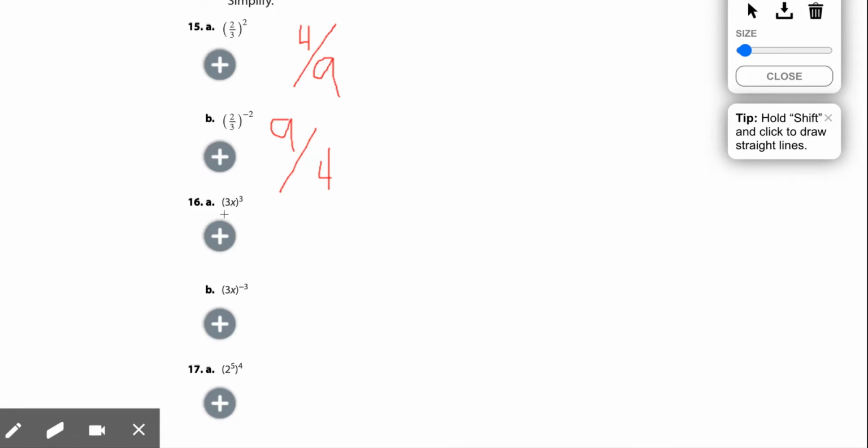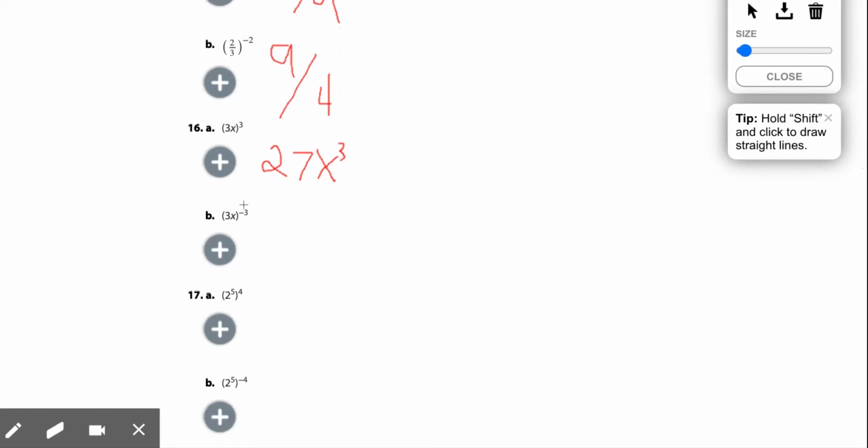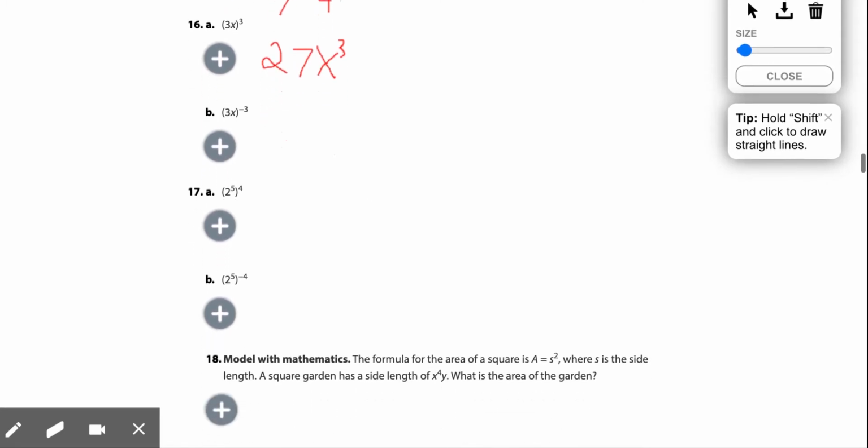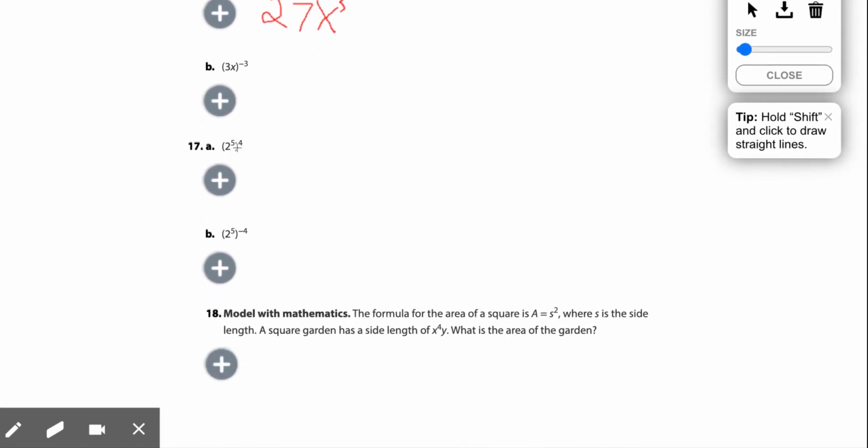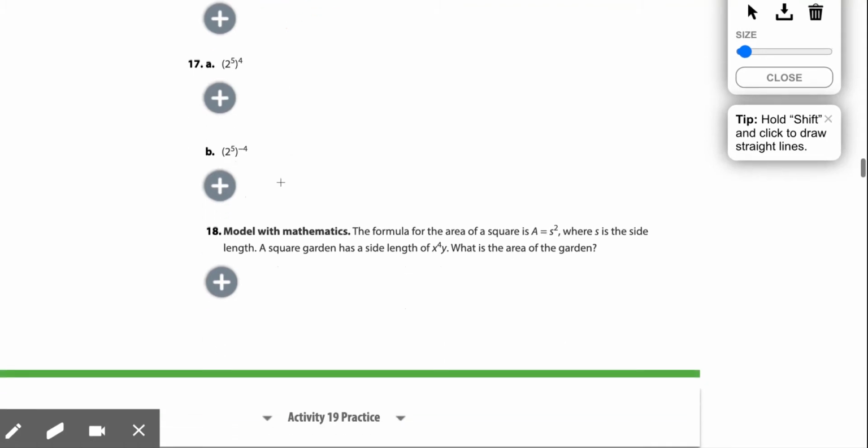3x cubed, well, 3 cubed is going to be 3 times 3 times 3, 9 times 3, 27. X cubed, 1 times 3 is 3, so it's going to be 27x cubed. Okay, 3x to the -3, basically just going to flip it over to be 1 over 27x cubed. 2 to the 5th power raised to the 4th power. Remember, power to power, multiply to be 2 to the 20th. That would be 2 to the -20th, but then you need to flip it over, and so it'd be 1 over 2 to the 20th.